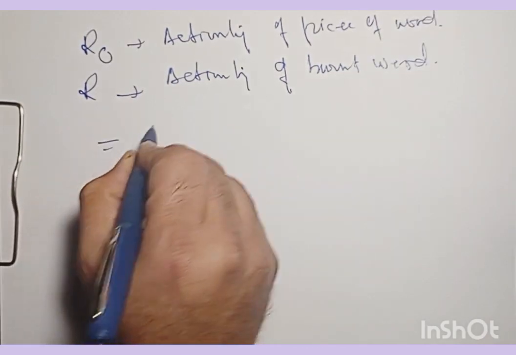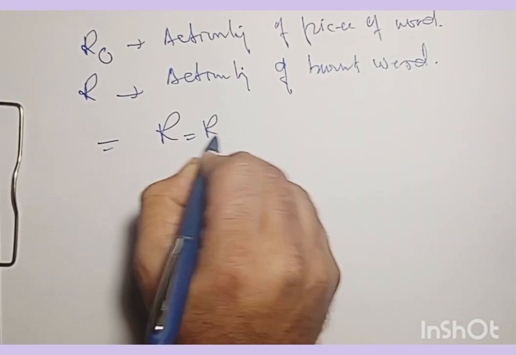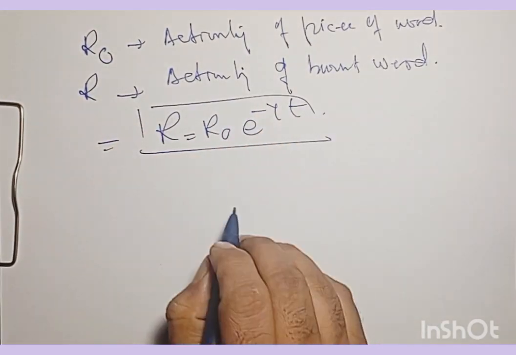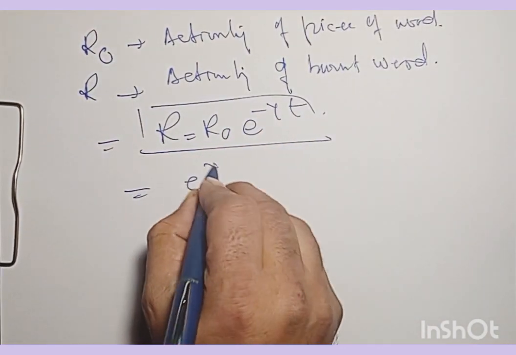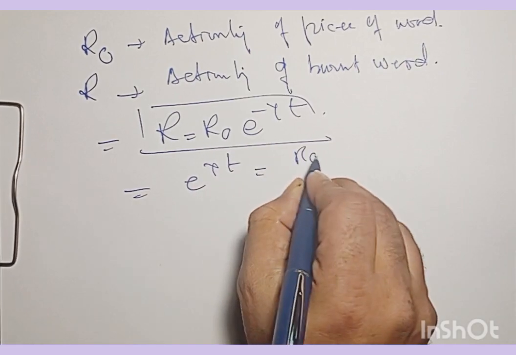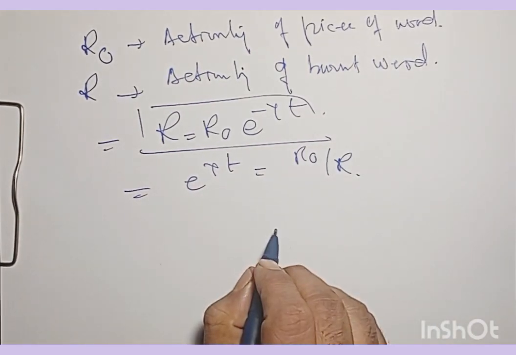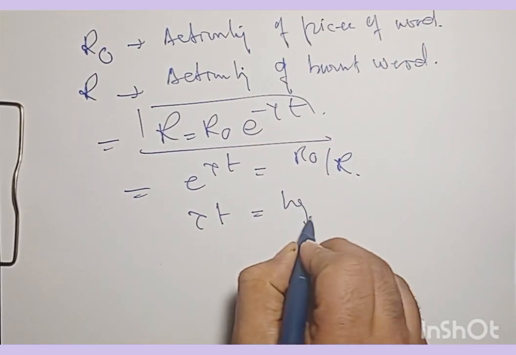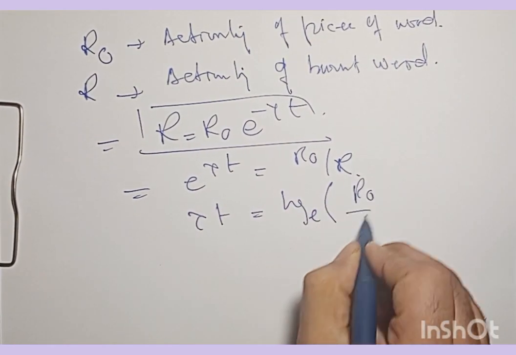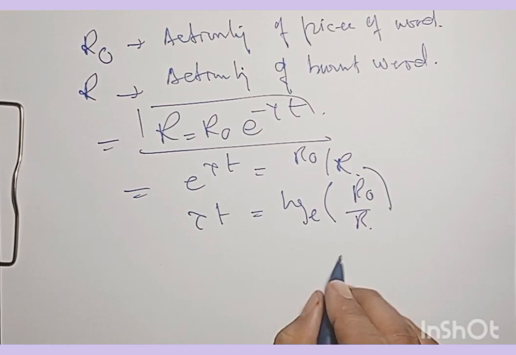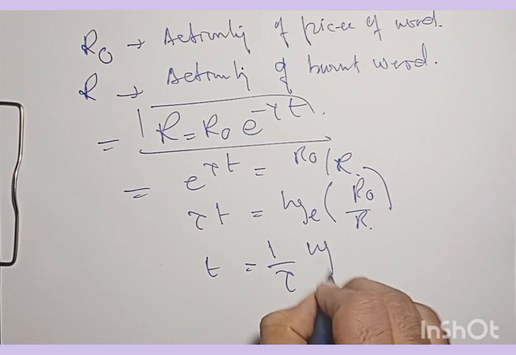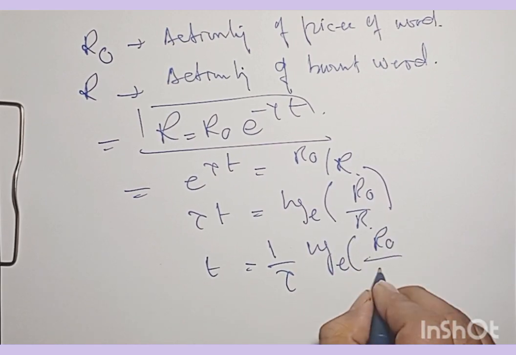Then we can write this activity as R is equal to R naught e to the power of minus lambda t. And we can simply write e to the power of lambda t is equal to R naught by R. And lambda t is log to the base e of R naught by R. And we can calculate the time: that's 1 by lambda log to the base e R naught by R.